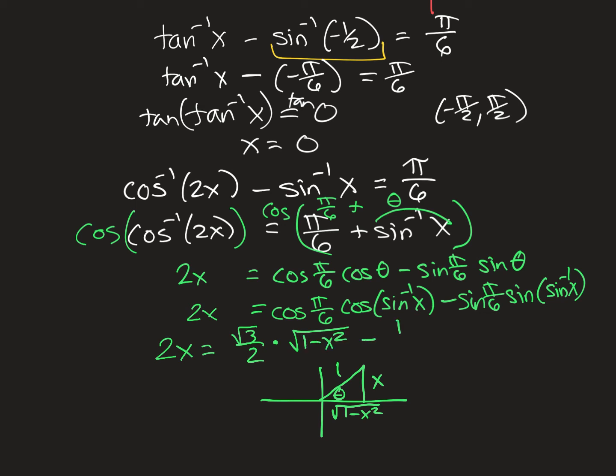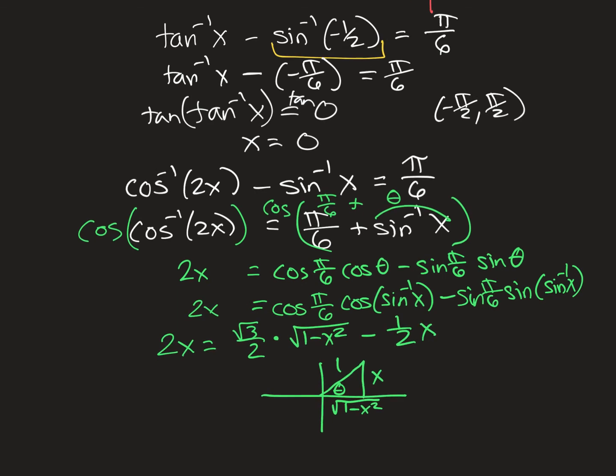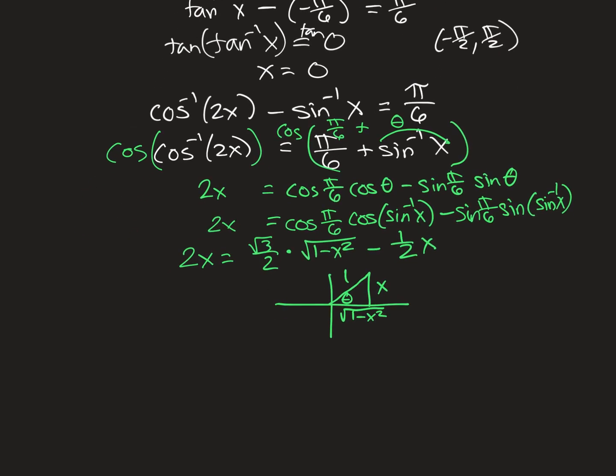Minus sine of pi over 6 is a half. And sine of inverse sine of x, luckily, is x. Thank goodness for that. Okay. All right, so let's combine some like terms. If I bring the half x to the other side, I will get 5 halves x equals root 3 over 2 times the square root of 1 minus x squared. And I can multiply both sides by 2 just to make things a little bit easier.